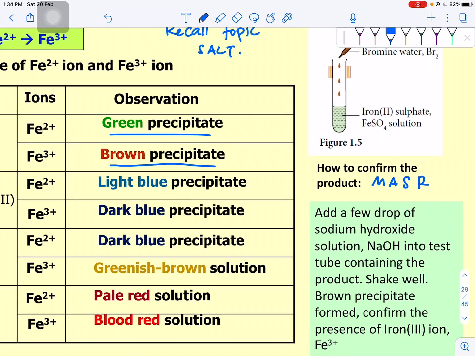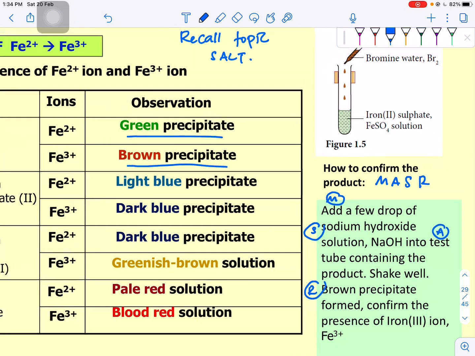Okay, what is the method? The method I add, okay, benda yang I add a few drop of sodium hydroxide solution. Ini adalah substance yang ditambah into test tube. This is the apparatus. Okay, shake well. This is the result. Brown precipitate is formed. Confirm the presence of iron 3.